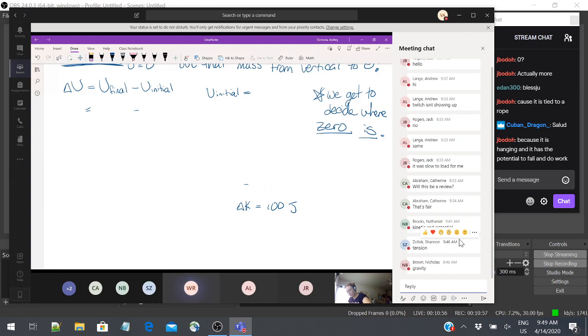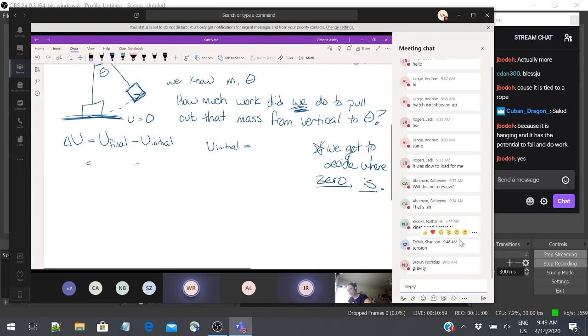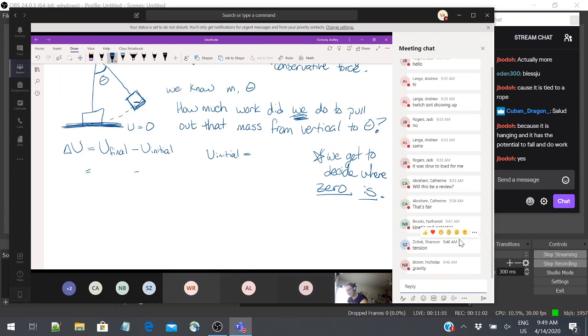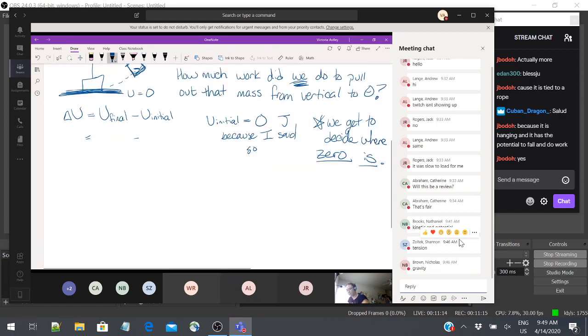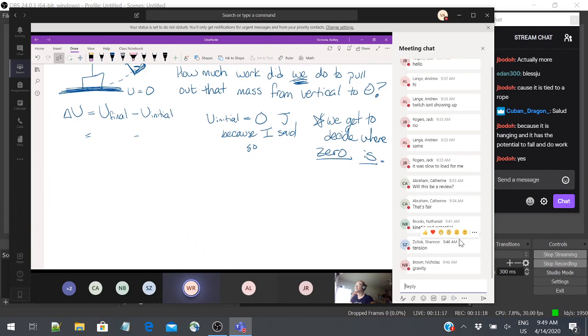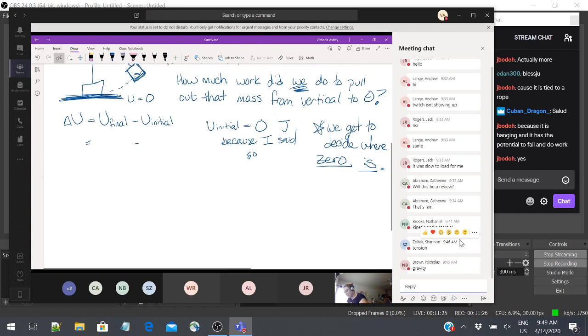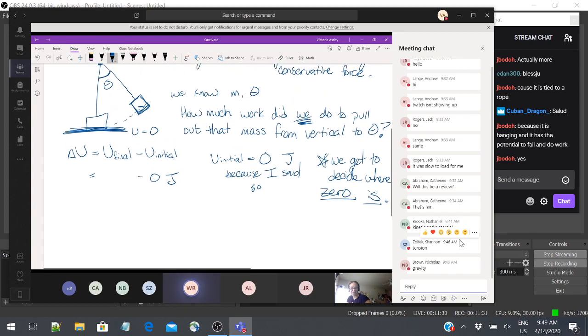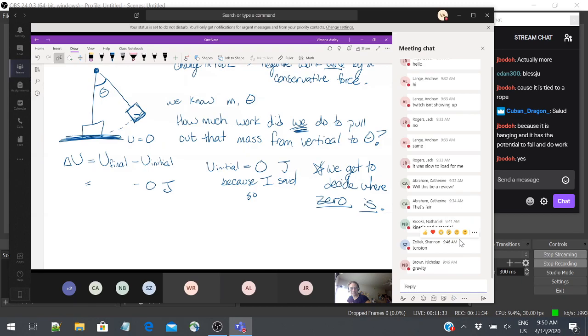So because I get to decide where 0 is, I'm going to be very lazy. I'm going to decide that the starting point is 0. Because I said so. This is just like when you're doing a car driving along. Where is x equals 0? X equals 0 is wherever I decide it is. I'm the boss. Okay, because I said so. So this is 0 joules. Okay. What about my final potential energy? How can I find my final potential energy?